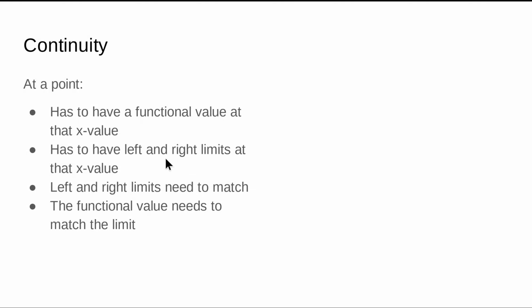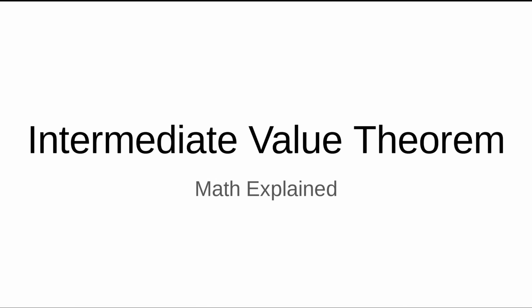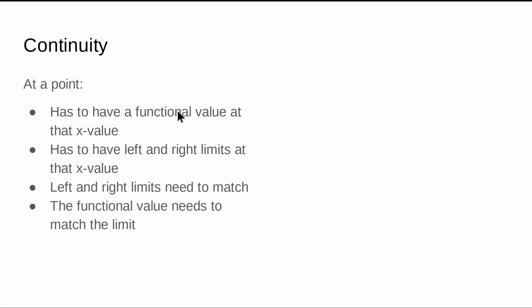So continuity at a point means four things or three things, because this third one means the second one has to be true. So three things are: at that value, there needs to be a functional value, meaning at that point, the x value, there also has to be a y value. If you're doing calculus, you know what limits are. You need to have a left and right limit at that point. And then the functional value needs to match the overall limit. So left and right limits need to match for this.